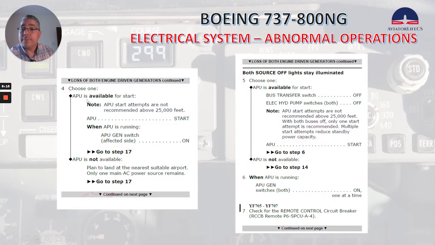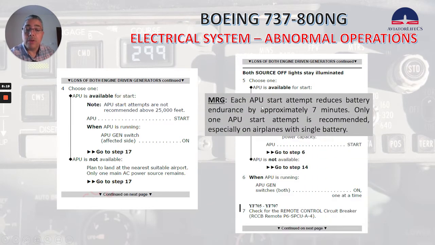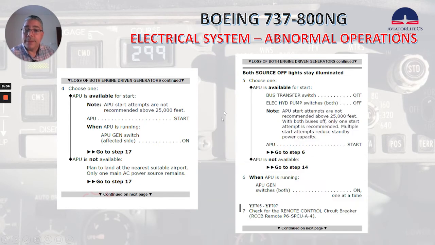Choose one. APU is available for start. By the way, if we read this comment here, each APU start attempt reduces battery endurance by approximately 7 minutes. Only one APU start attempt is recommended, especially on airplanes with single battery. Okay, that's important. So if the APU is available for start, note APU start attempts are not recommended above 25,000 feet. APU start. When APU is running, APU gen switch affected side on, and we'll go to step 17.